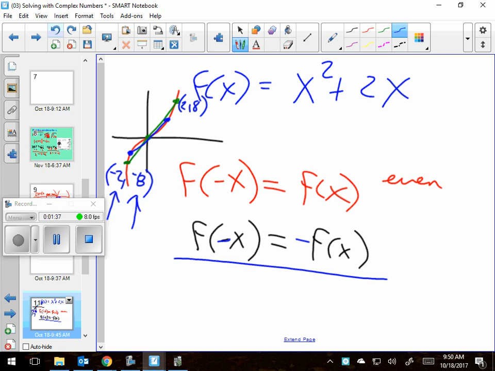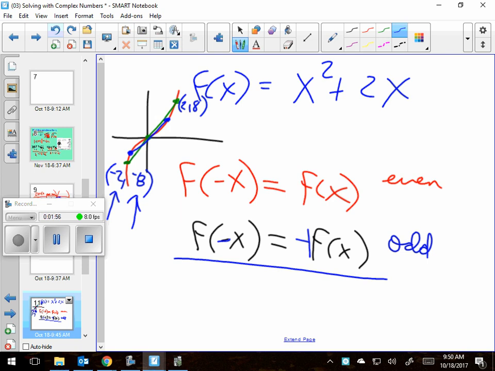But this is the odd proof rule, that f of negative x will equal negative f of x. Now, the way I have you do it is by factoring out a negative 1. If you want to put a negative 1 f of x, that would be okay too, but I hope you get negative 1 f of x. It would be the same exact thing as negative f of x.